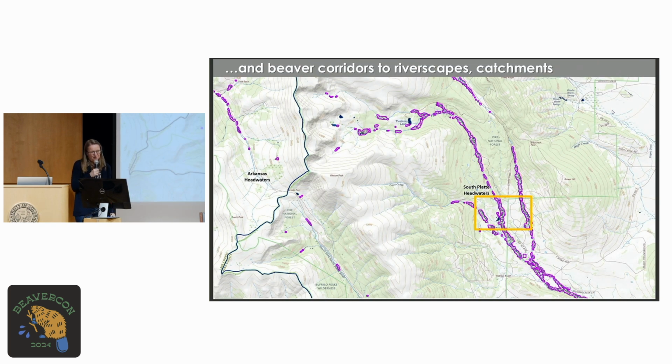And the neat thing that we can do with these beaver corridors, so this orange box here is that same area we were looking at, we can start to connect these areas across entire watersheds and landscapes. So this is just something we couldn't really do before with all that old beaver mapping.